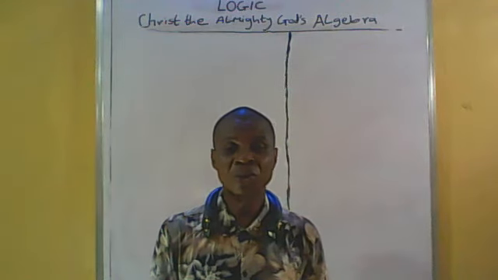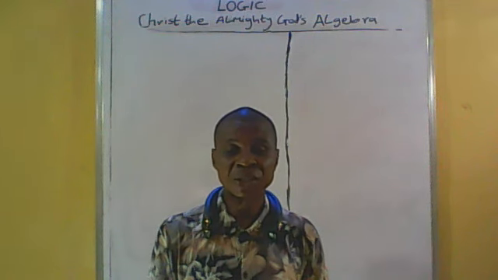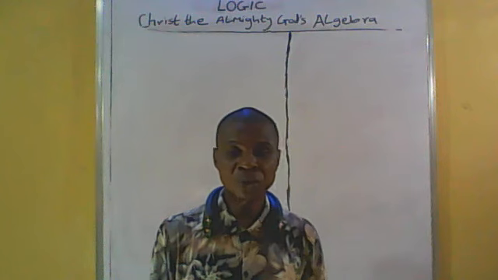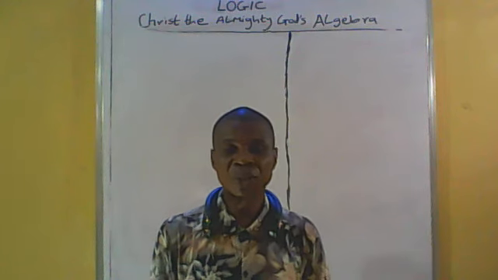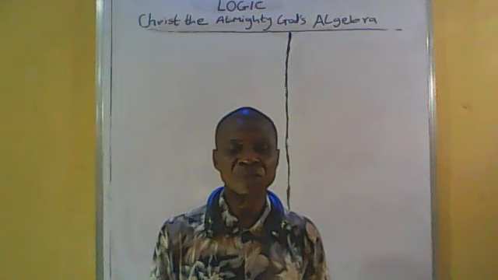Christ Almighty God's Algebra. In our last tutorial, we treated law of identity by conjunctive statement. Today we are going to treat law of identity by disjunctive statement. Let us start.